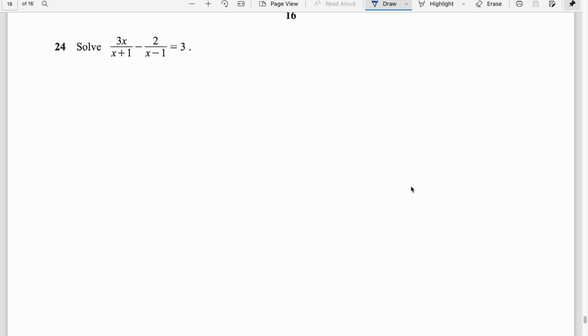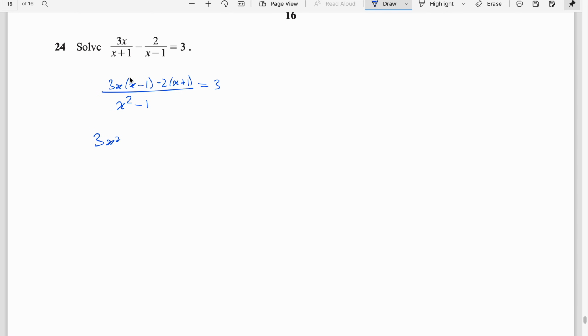Question number 24. Solve. So we begin with the LCM. A plus b into a minus b is basically a square minus b square, and we cross multiply. 3x into x minus 1 minus 2 into x plus 1 is equals to 3.